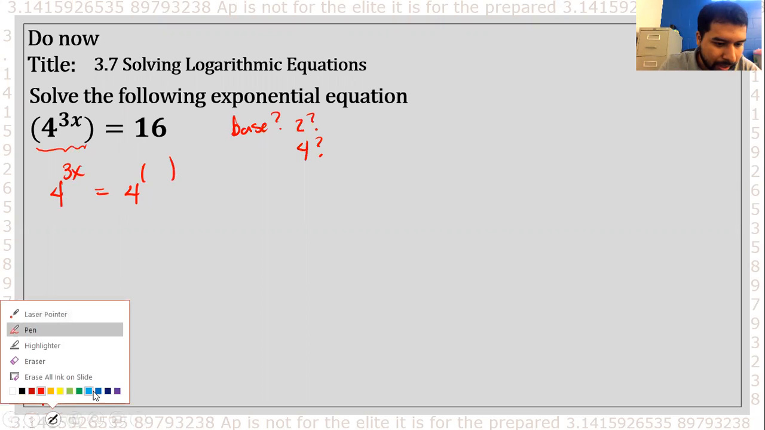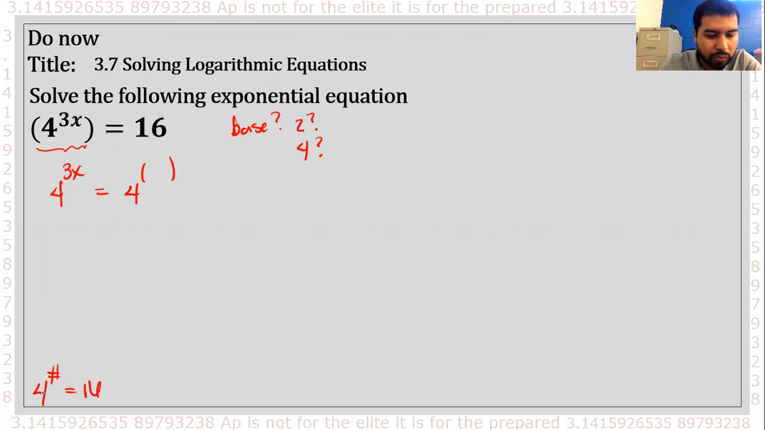This one isn't that bad. Keep in mind it's just a warm-up. 4 times 4 gives me 16, so 4 squared. This should be 4 squared.